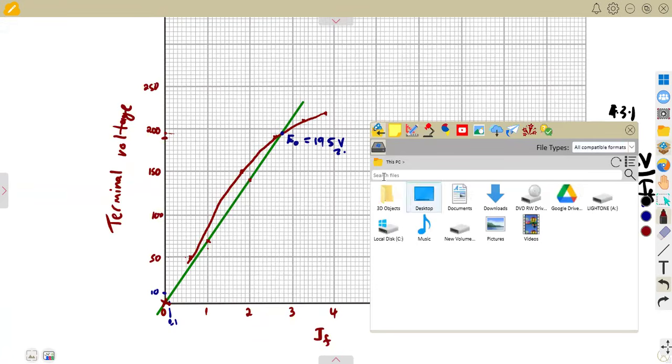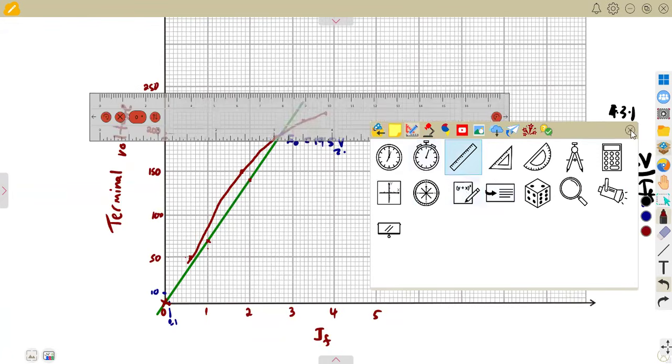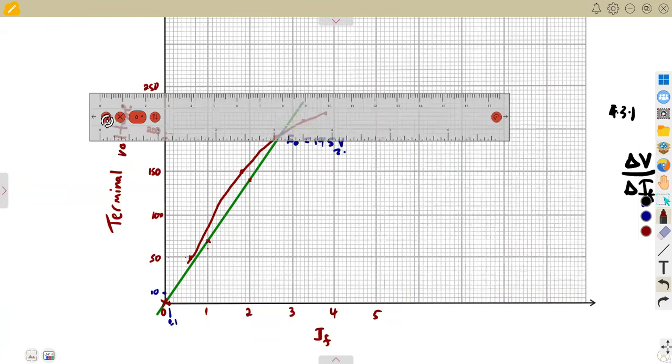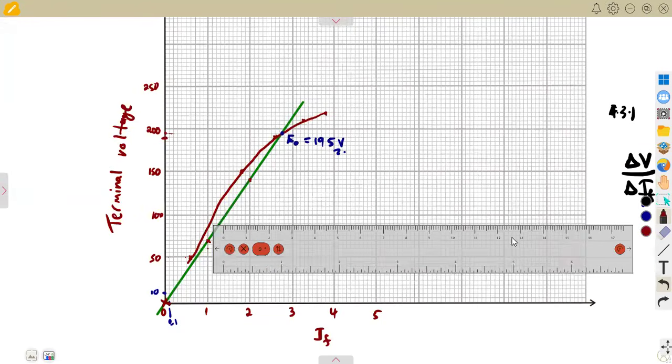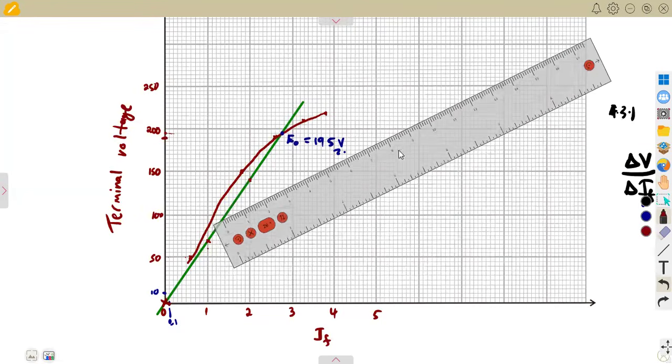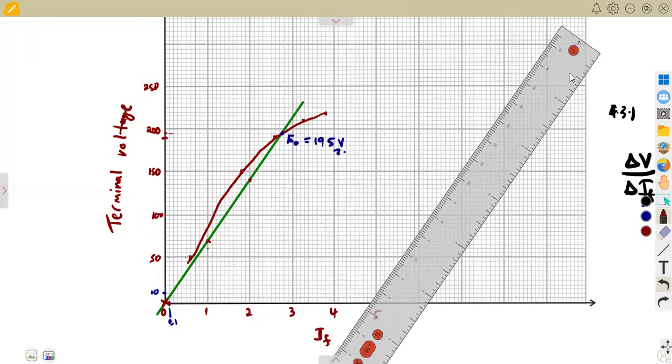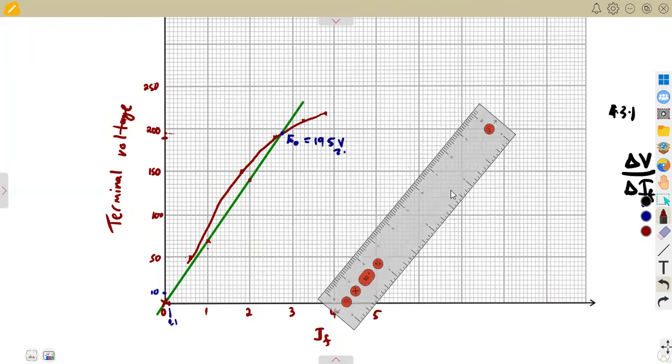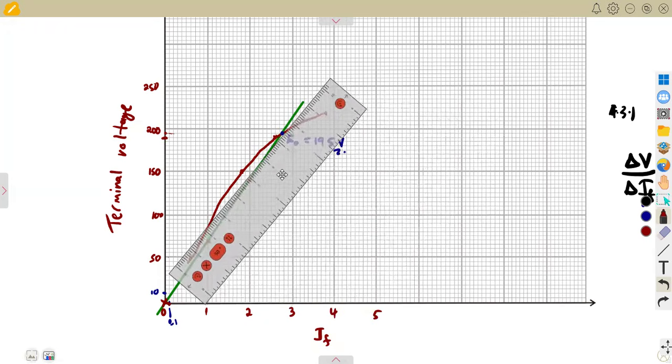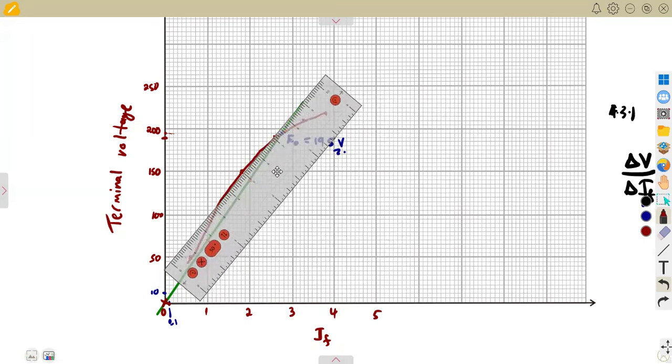We need to draw a tangent to the curve. For this one, you need your ruler, and you must place it close enough, the way I explained before, so that you can see the tangent somewhere there. Because of the smoothness of our graph, we can see this somewhere there.